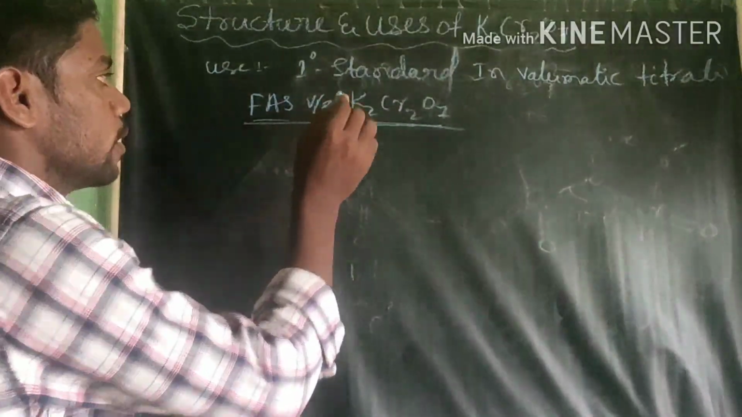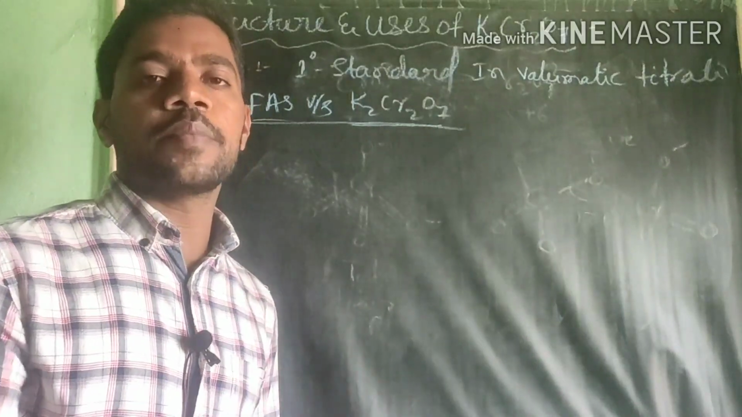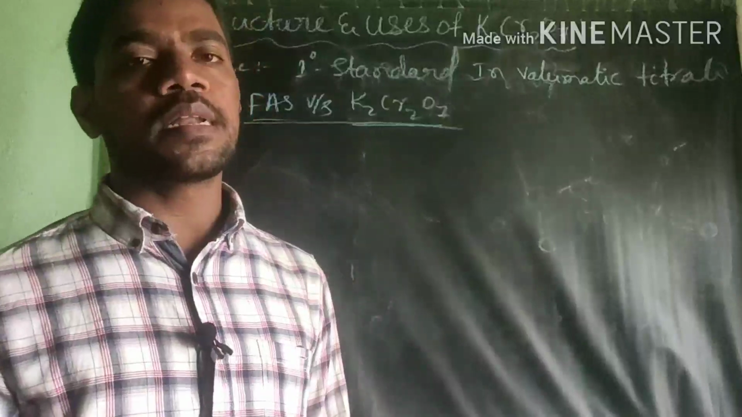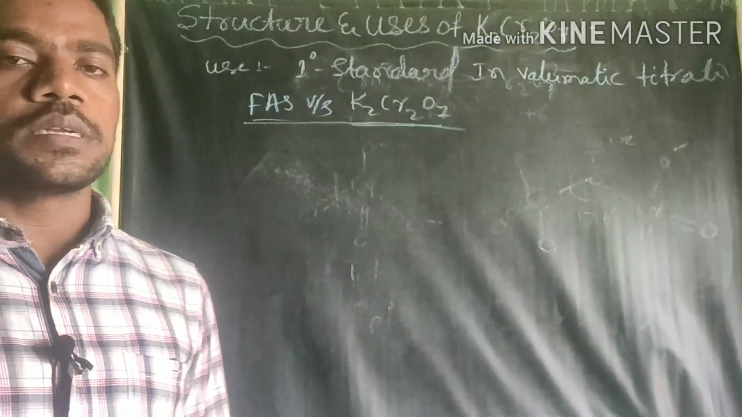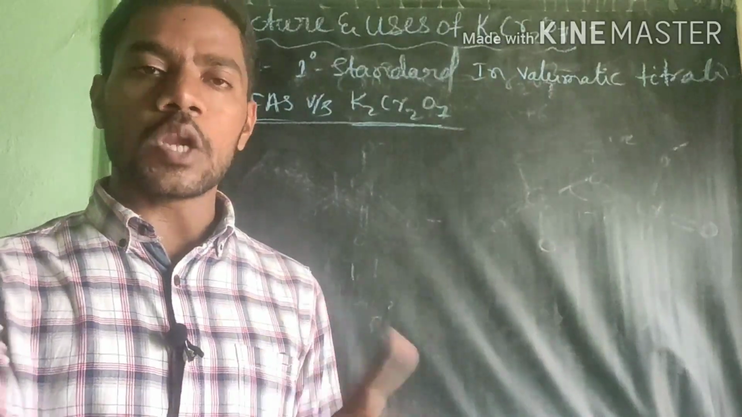And this one we are taking as the unknown FAS. Okay, this FAS is unknown. This primary standard is potassium dichromate. Why is it called a primary standard? What is meant by primary standard? That is also very important, dear student. Primary standard means the concentration of that solution is known.